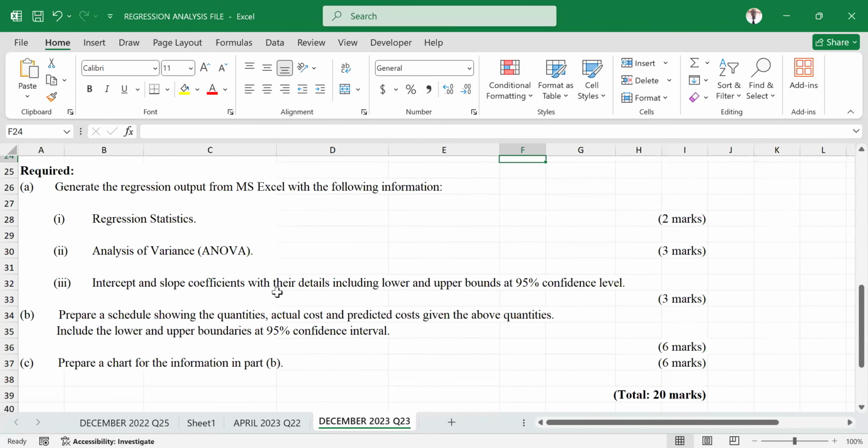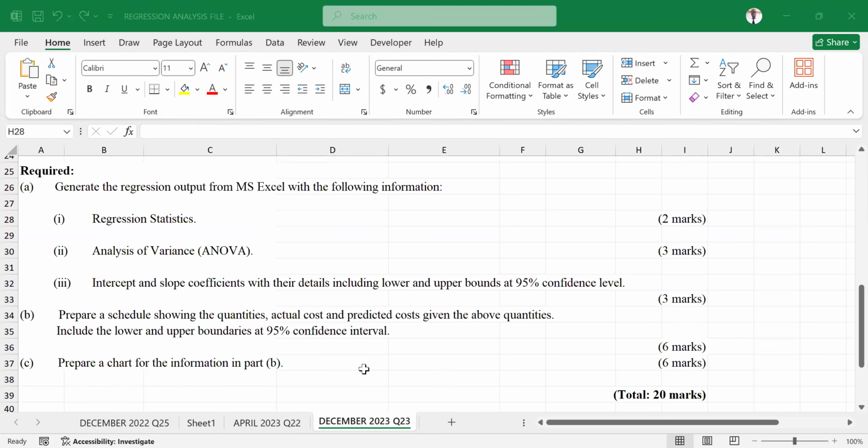Did you do this one? Did you try it out even on your own, leave alone the session you had with the other teacher? Did you already have a glimpse on this? December 2023, question number 23, confirm to me, guys.